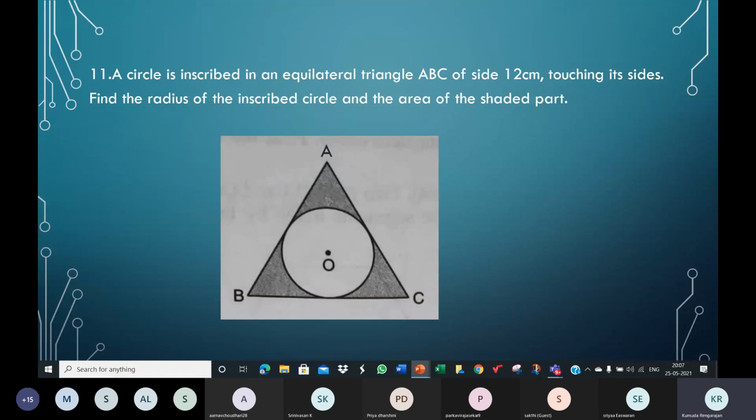Don't think, you know one method, why waste time on the other two? You're getting different ideas, important. Yes, ma'am, it's 2 root 3. Yeah, very good. These are the different ways, so different ideas.